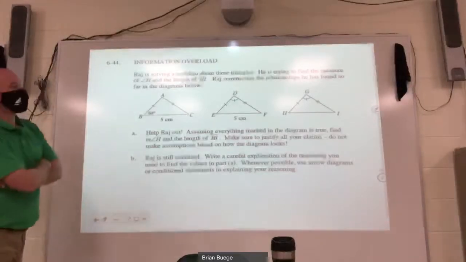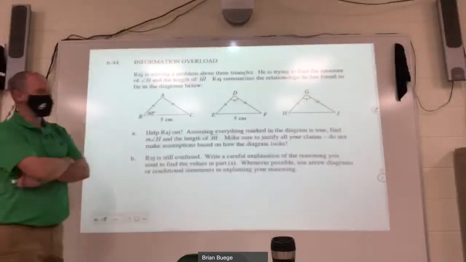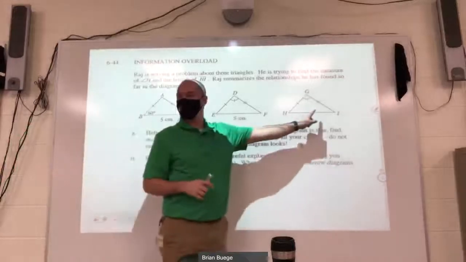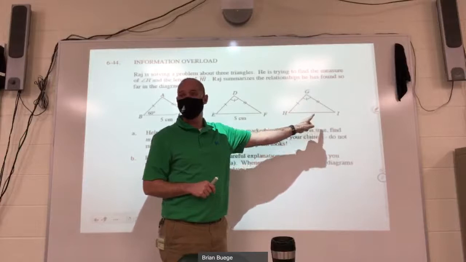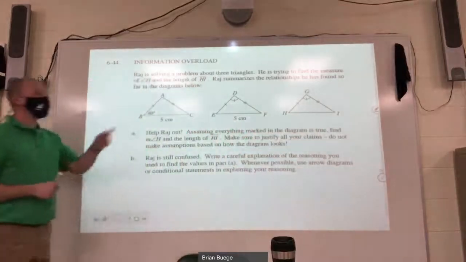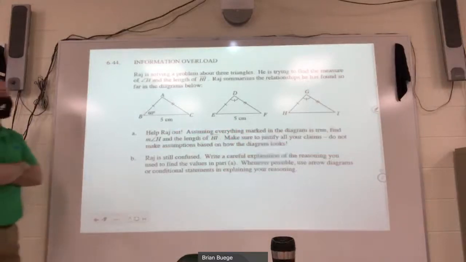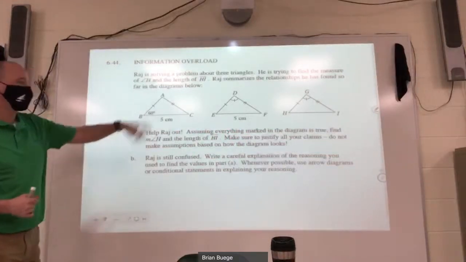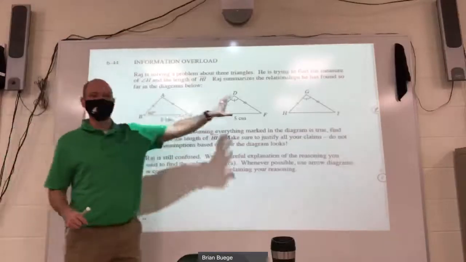So Raj is solving a problem about 3 triangles. He's trying to find the measure of angle H and the length of HI. So he's looking at this picture over here. He wants to know what's that angle and what's that side length. And therefore, he summarizes the relationships that he's found so far in the diagrams. It says, help him out. Can he figure it out based on this? So let's start at the beginning and work our way through it.